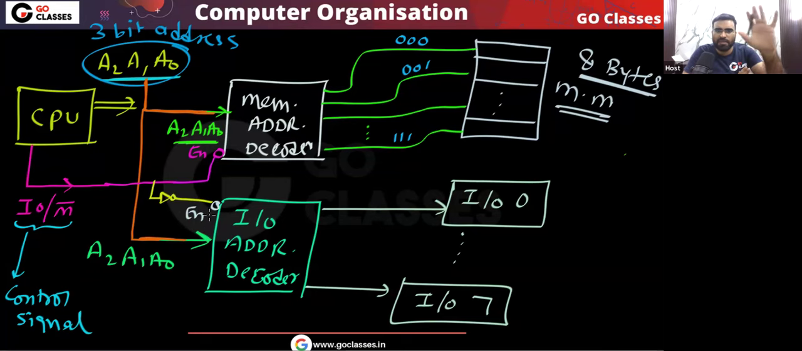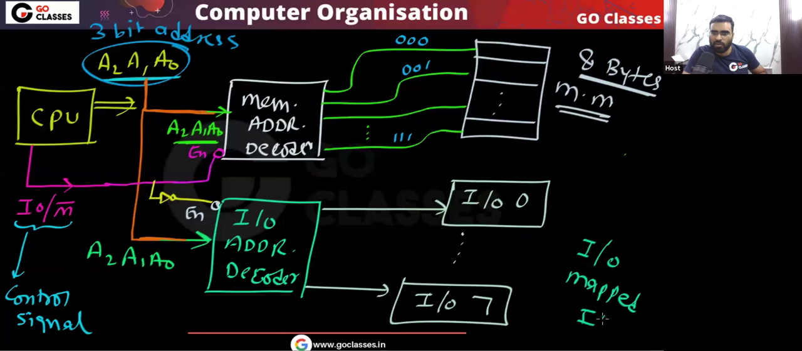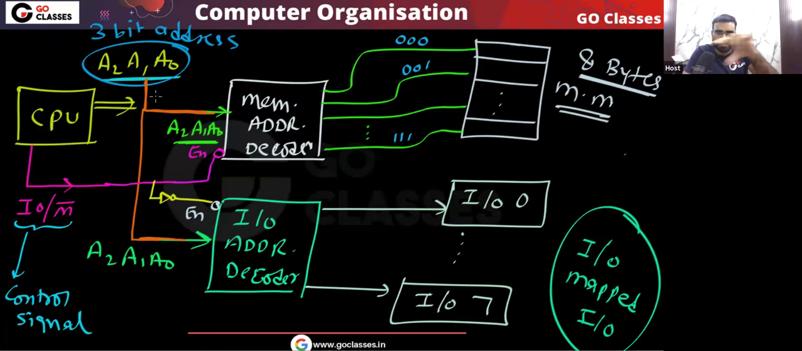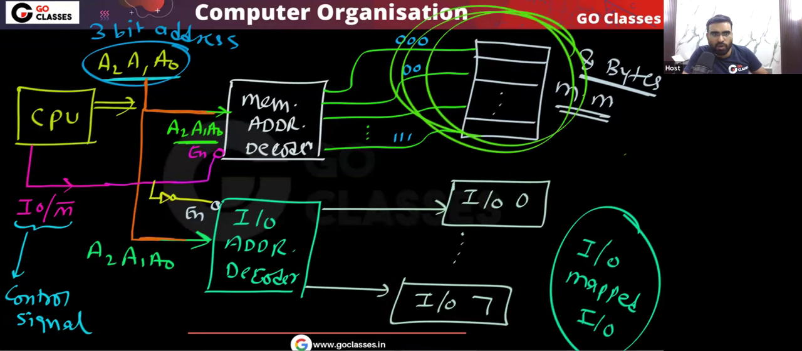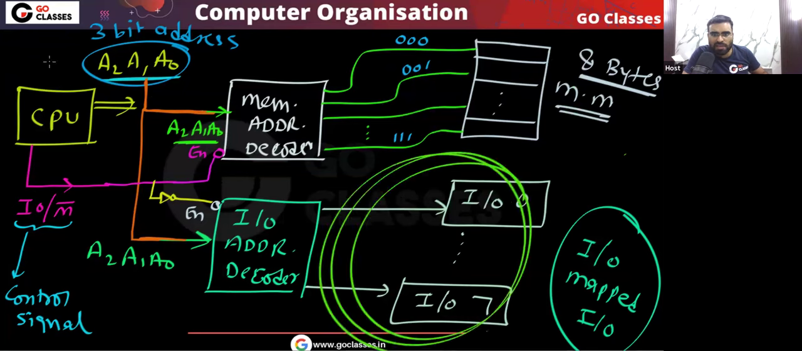See, very simple diagram. Now, this is your IO mapped IO. Did you understand IO mapped IO? See, interesting thing. The CPU is generating a 3-bit address. There are only 3 address lines in your system bus. Because of these 3 address lines, there will be 8 memory locations. Also, there will be 8 IO devices we can connect. Is this clear? There will be 8 memory addresses and also 8 IO device addresses.